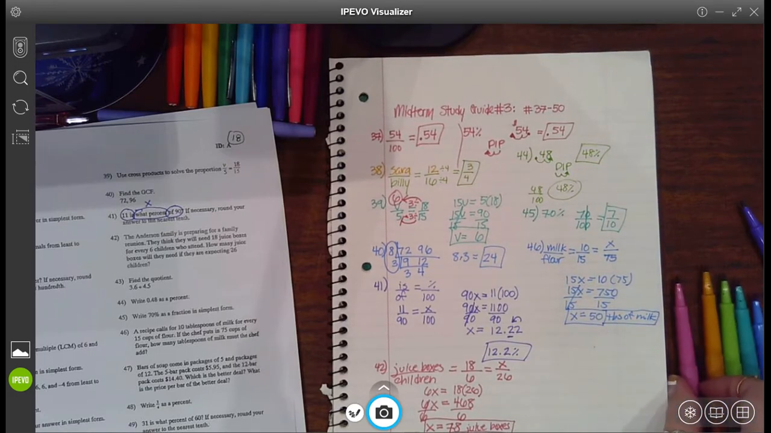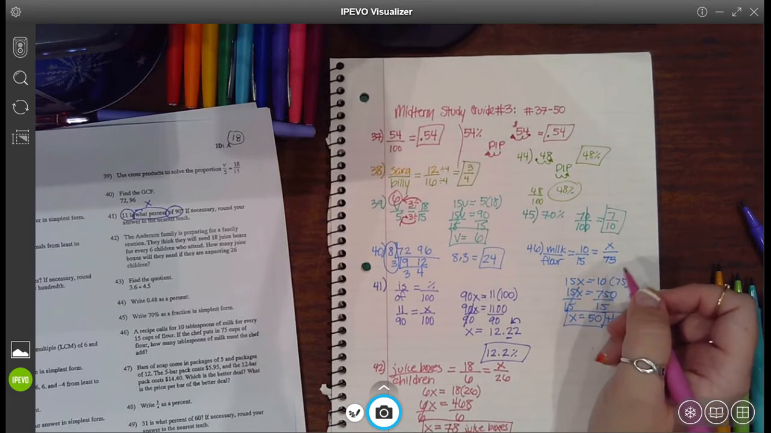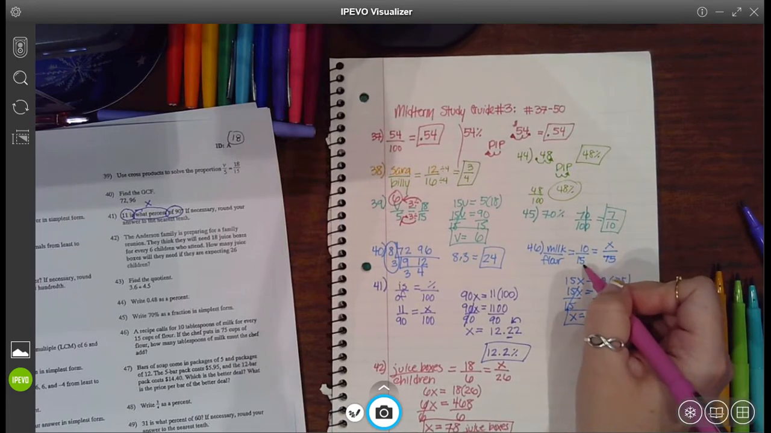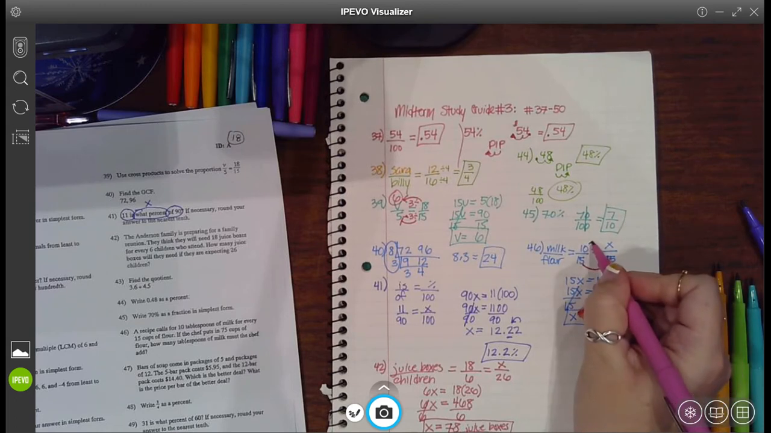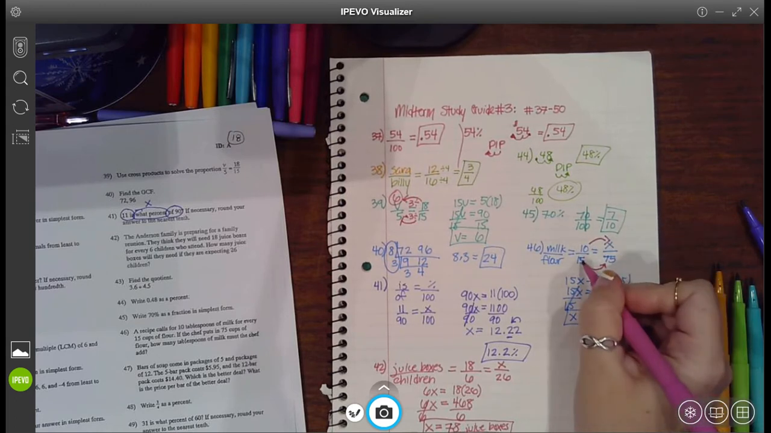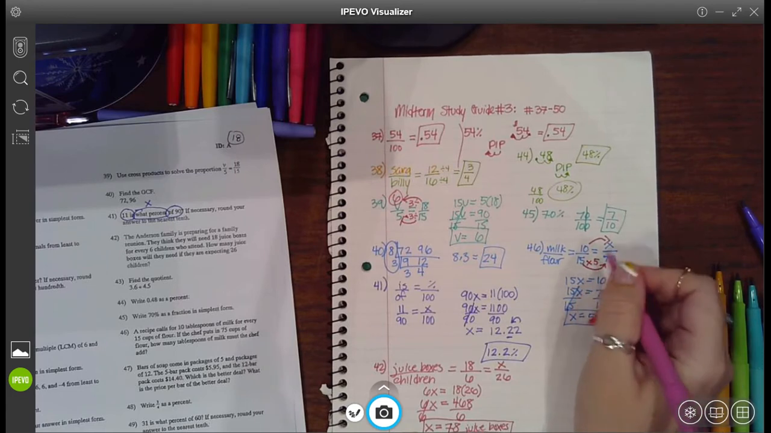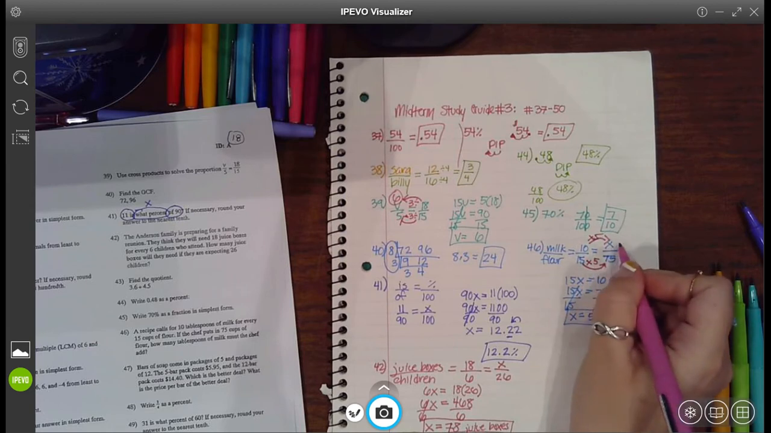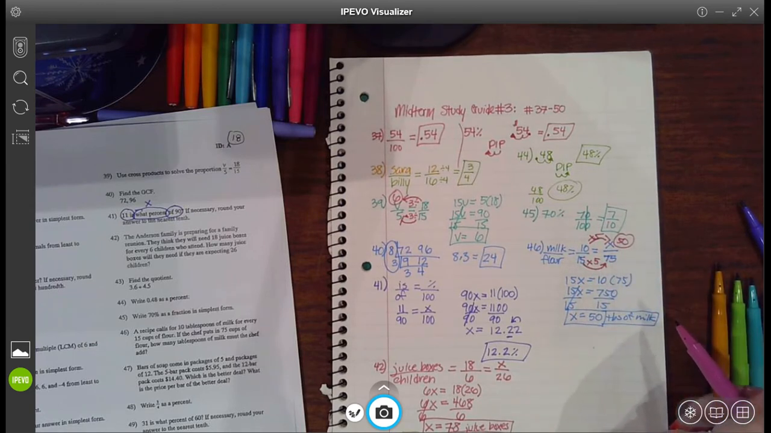For this one, you actually could have done the shortcut because you can go 15 times something to get 75, right? So move towards the direction of your unknown. So 15 times what is 75? 5. So then 10 times 5 is 50. And that would have been all the work you needed to show for that one. Okay, but either way, as long as you got to 50, you're good.